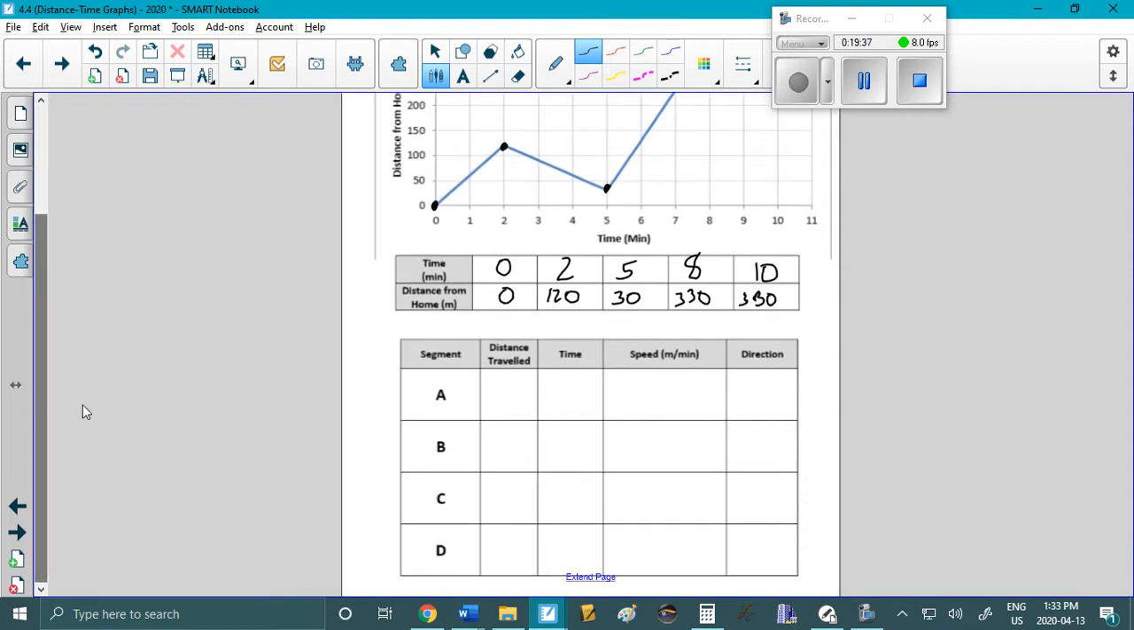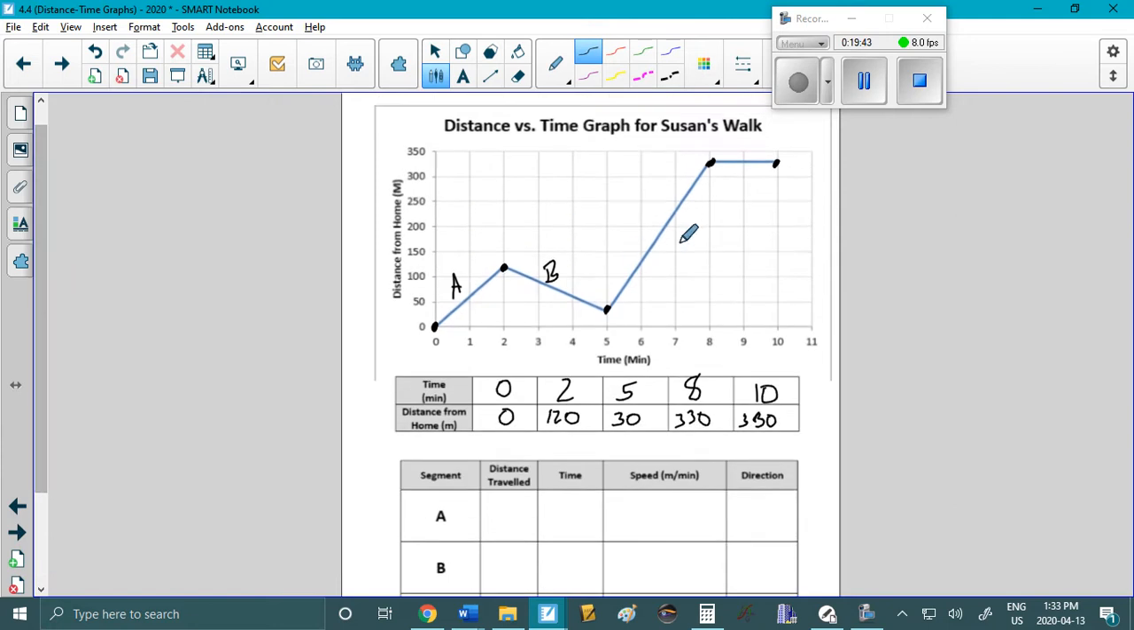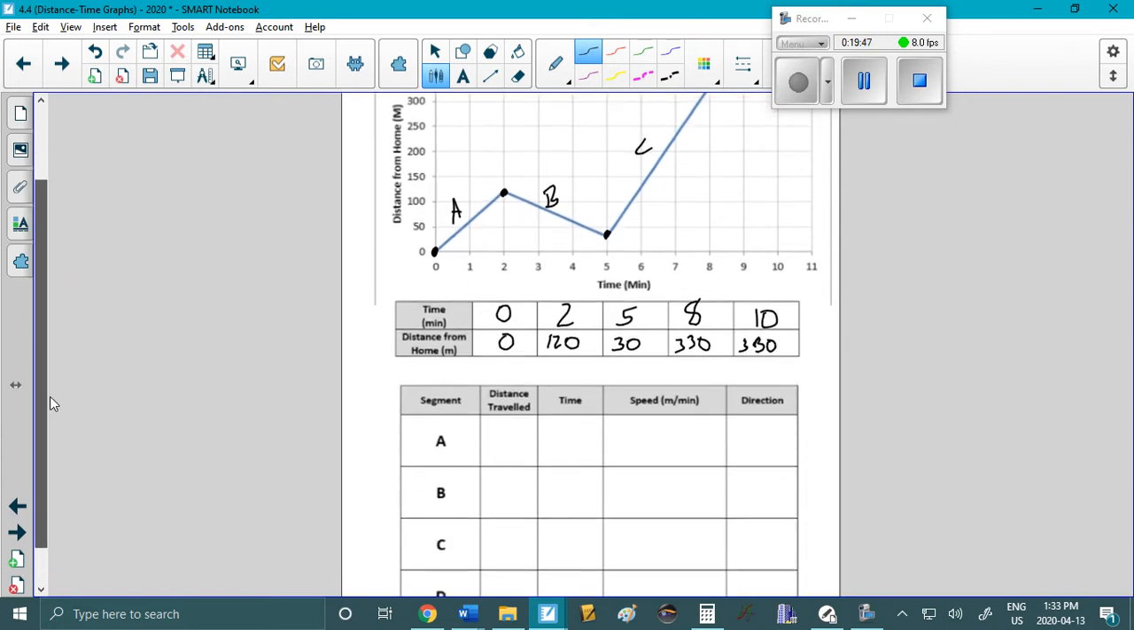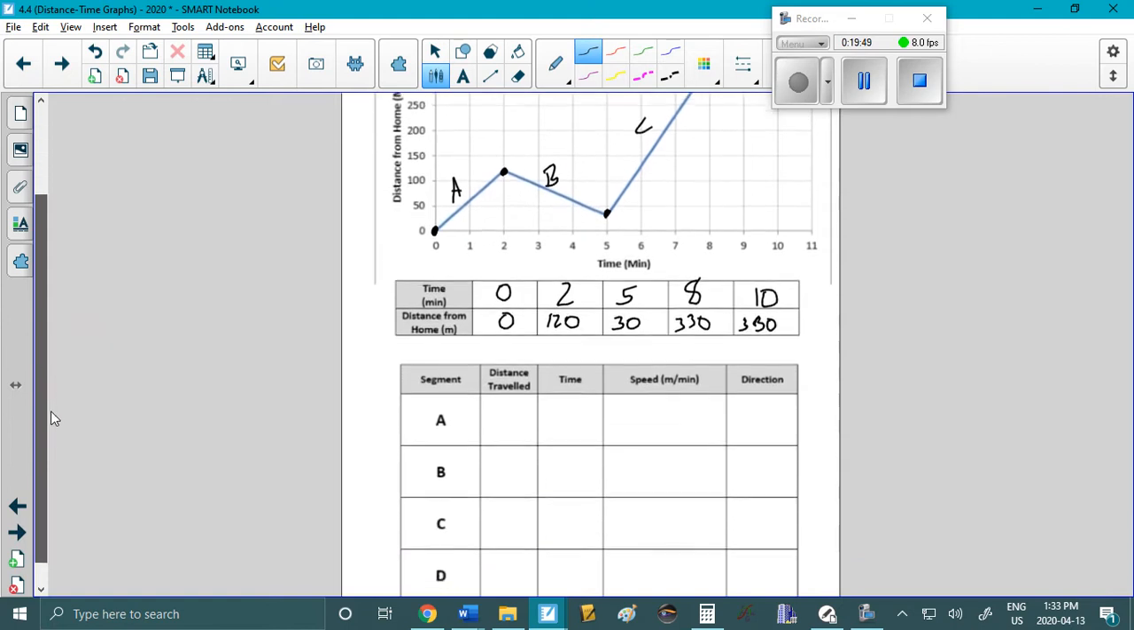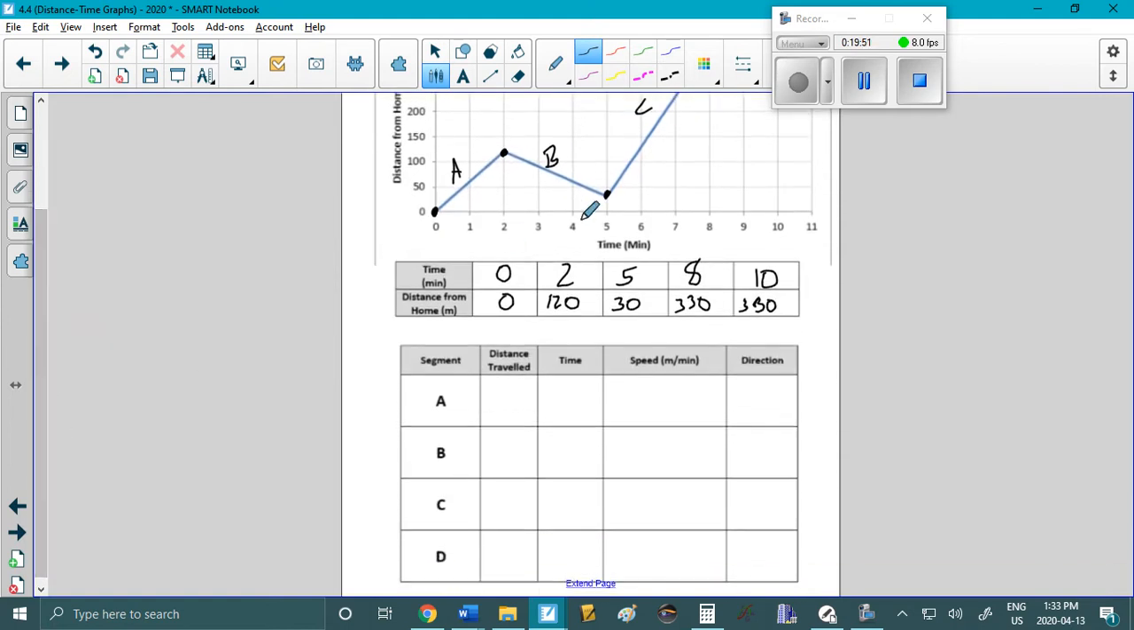Okay, now let's do the hard part. So in section A, we always label them like this, or at least I always do. A, B, C, D. So in section A, how far did this person travel? Looks like it's Susan. Susan traveled 0 to 120. So that's going to be 120. The time it took? Well, the time is going to be from 0 to 2. So that's 2 minutes. Let's skip the speed and direction for now.